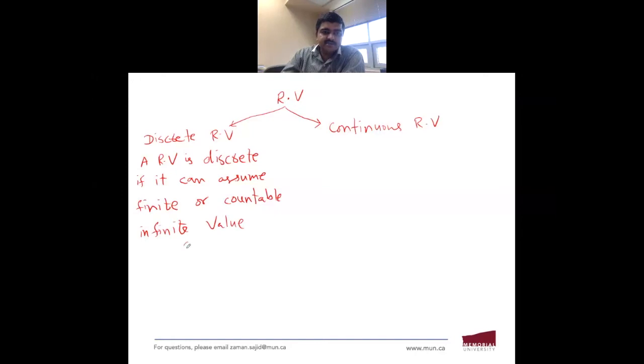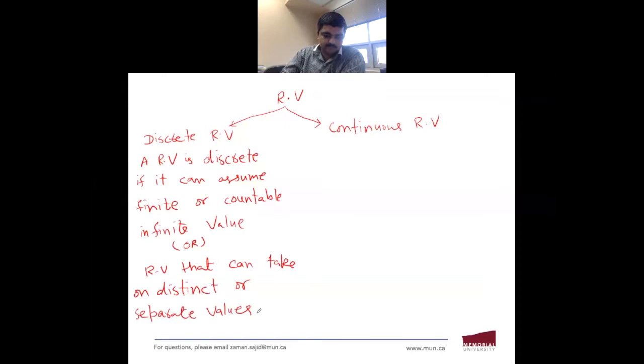Okay. In other words, in layman's language, we can say a discrete random variable is a random variable that can take on distinct or separate values. So basically something that you can count on.